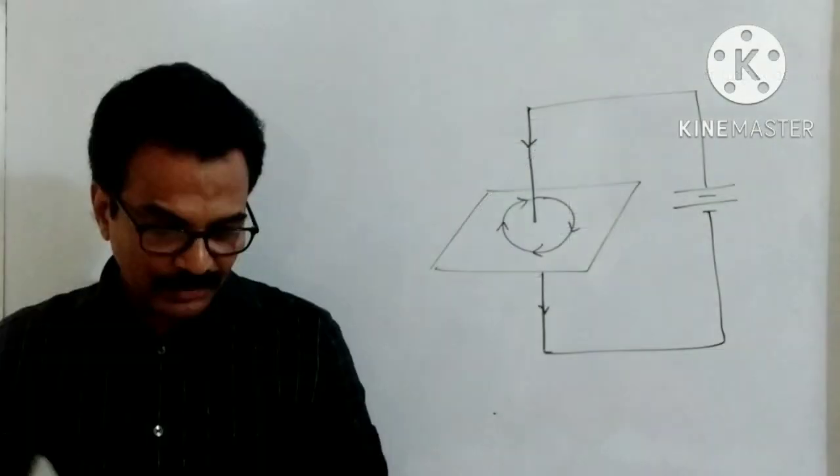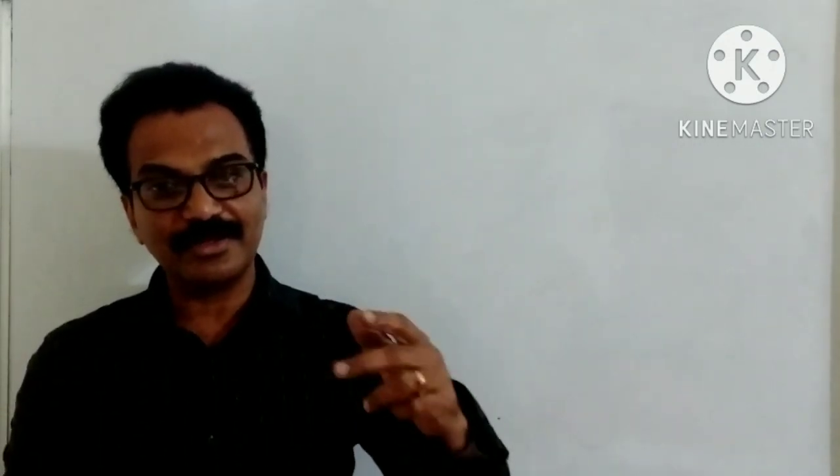Okay. Next, what does the thumb indicate in Fleming's left hand rule? Direction of force on conductor. Direction of force on conductor. Can you tell that rule? Fleming's left hand rule?